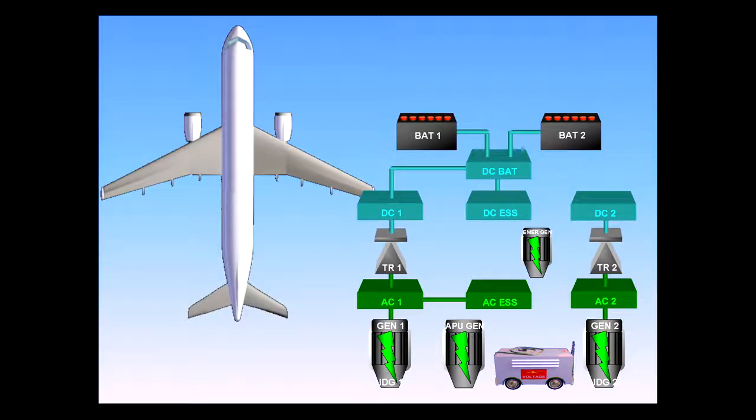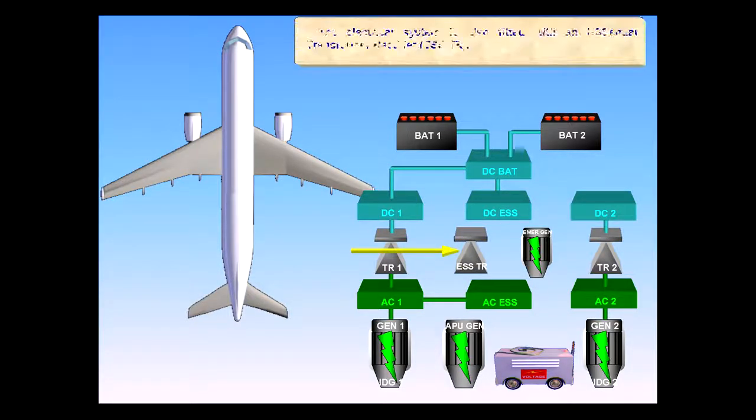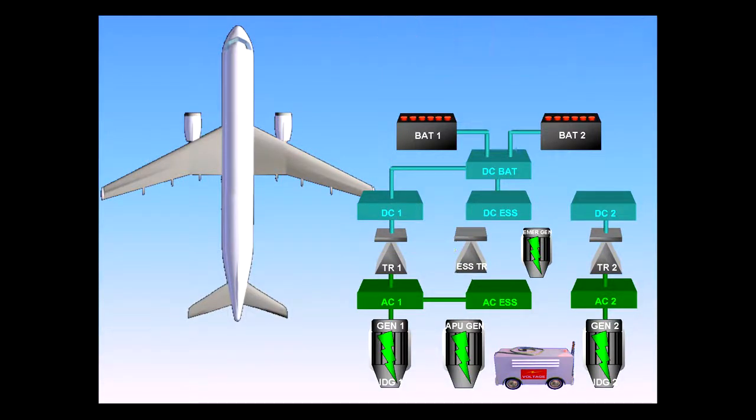The electrical system is also fitted with an essential transformer rectifier. Now, let's see how this information is presented to the pilots in the cockpit. We will introduce the ECAM electric page.